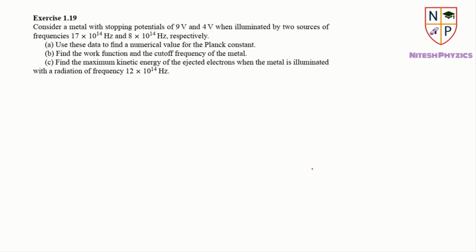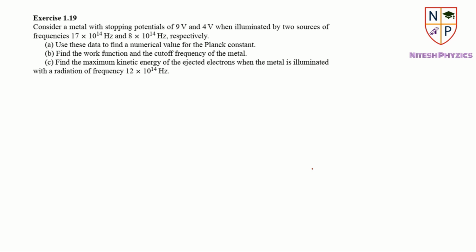So moving towards the next question, exercise 1.19. Consider a metal with stopping potentials of 9 volt and 4 volt when illuminated by two sources of frequency 17 into 10 power 14 hertz and 8 into 10 power 14 hertz respectively. Use these data to find the numerical value of the Planck constant. Find the work function and the cutoff frequency of the metal. And last, find the maximum kinetic energy of the ejected electron when the metal is illuminated with radiation of frequency 12 into 10 power 14 hertz.